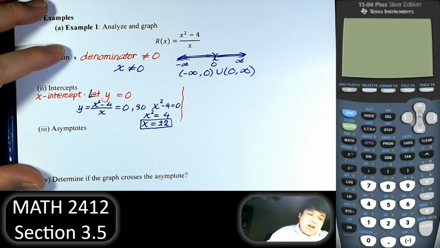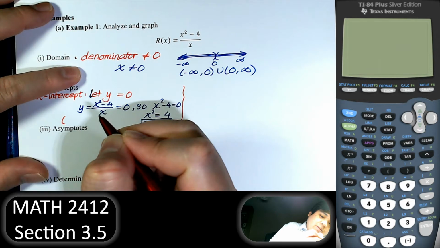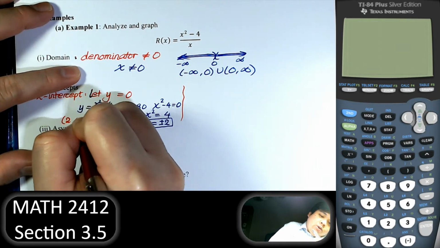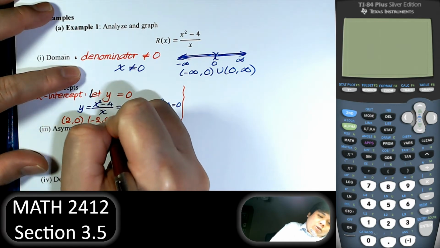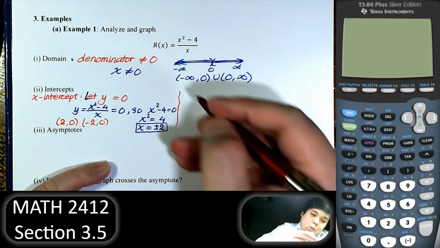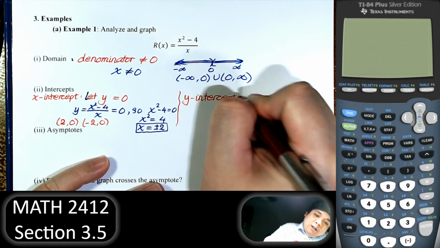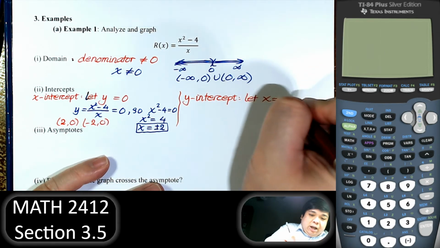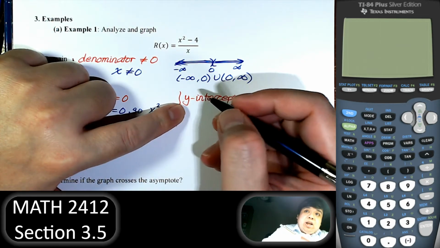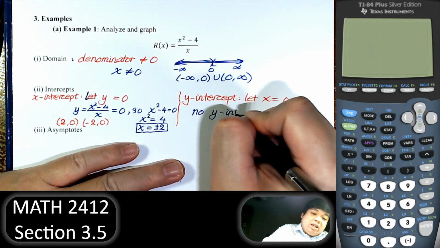So we have the x-intercepts: x equal to 2, y equal to 0, and x equal to negative 2, y equal to 0. Y-intercept is where we let x equal to 0. Now if we let x equal to 0, the bottom is equal to 0 and the function is undefined, so there is no y-intercept because the function is undefined when x equals 0.